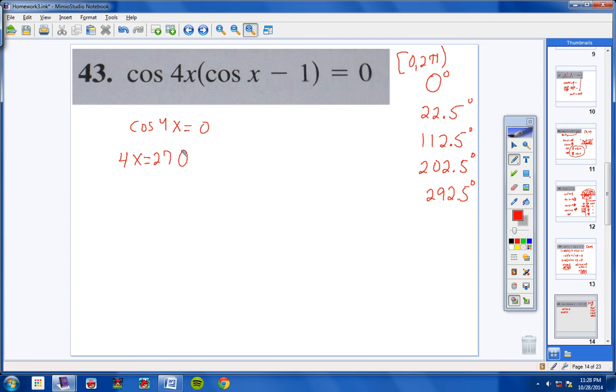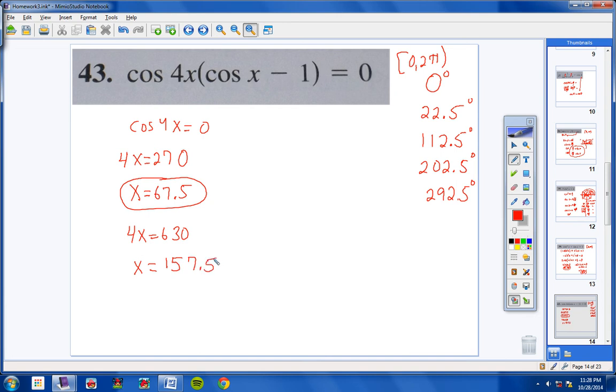4x equals 270. 270 divided by 4 is 67.5. Okay. And now let's take 270 plus 360. We'll get 630. Divide by 4, 157.5. So it looks like we're going to be going by 90s again.